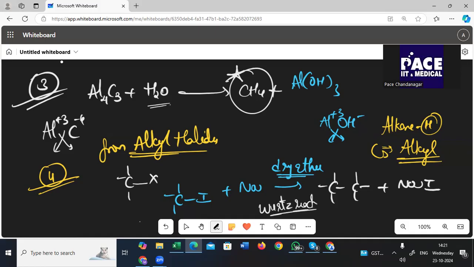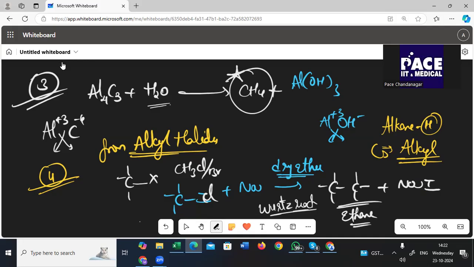Wurtz reaction. It can be CH3Cl or CH3Br. Whichever it is, if it is CH3Cl then NaCl gets released, and if it is CH3Br then NaBr gets released. So it's the Wurtz reaction in the presence of dry ether and a reactive metal. So you will be getting ethane, which is what we got here.